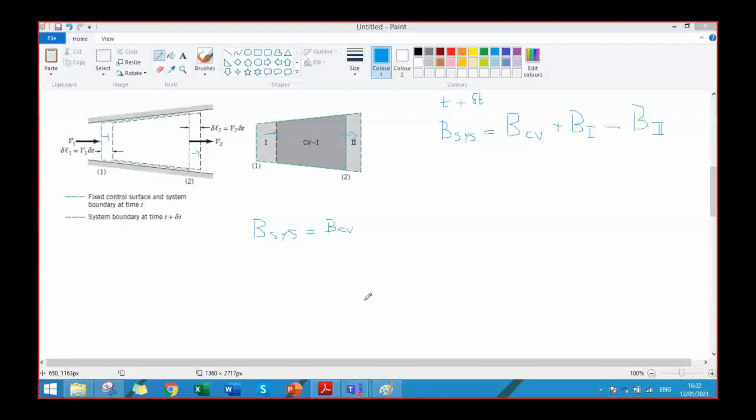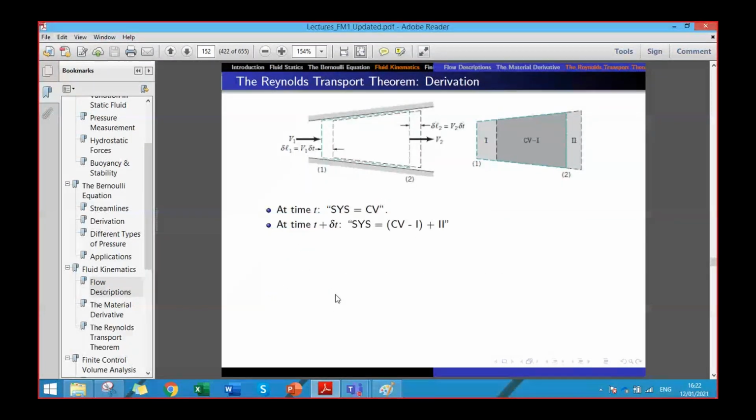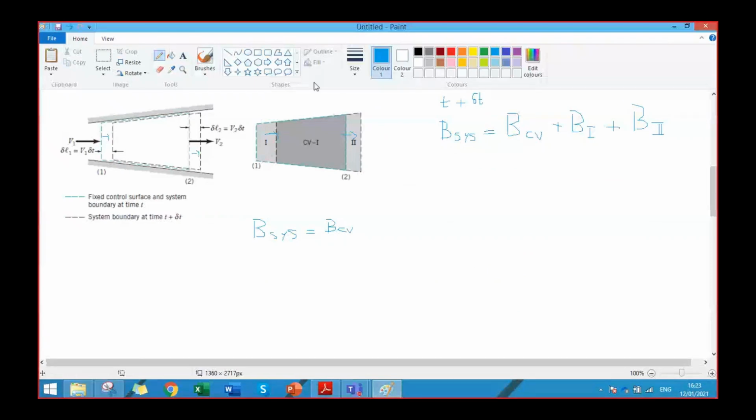So if it is clear, at initial time, it is B system equals to B control volume, and at time t plus delta t, it is B control volume at t plus delta t minus B1, which is the mass entering the system, plus B2, that is the mass leaving the system. Clear? Which शायद मैंने sign reverse कर दिए हैं. Yes, this is my plus and this is minus. The amount that is entering and amount that is leaving. B1 is the amount entering and B2 is the amount leaving.